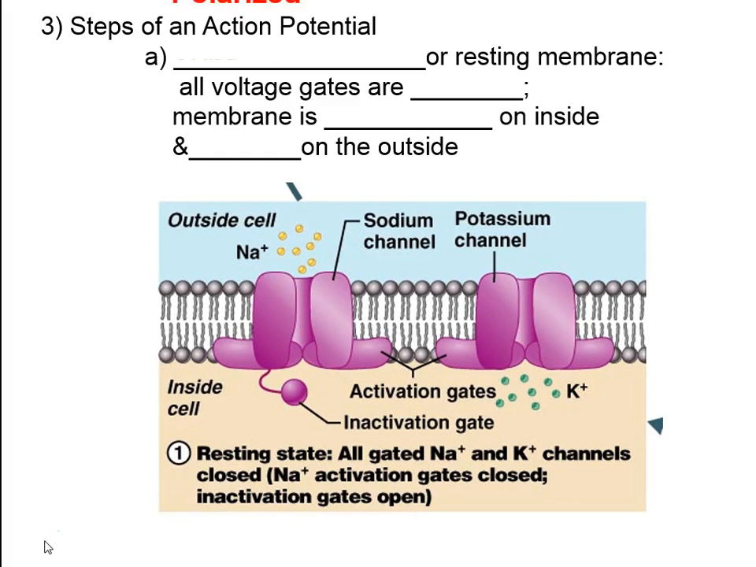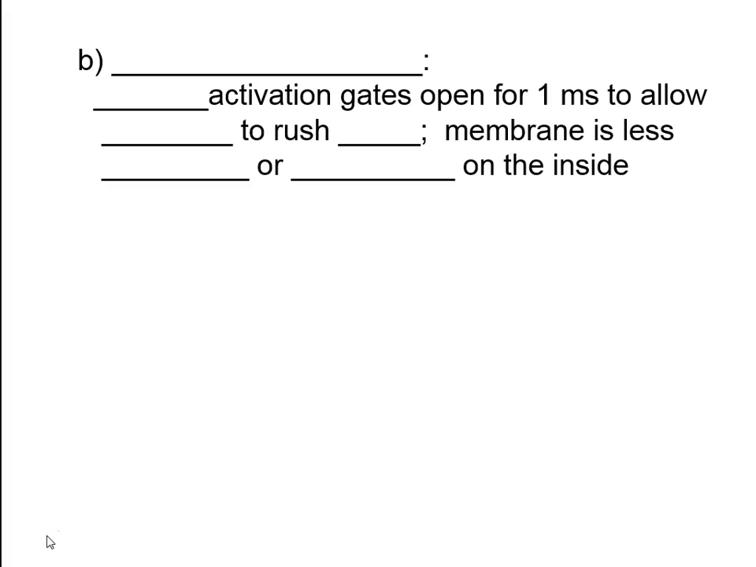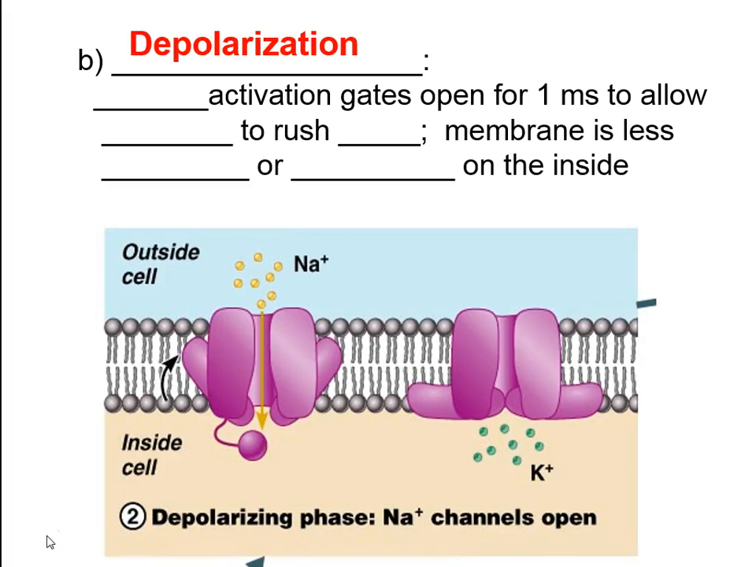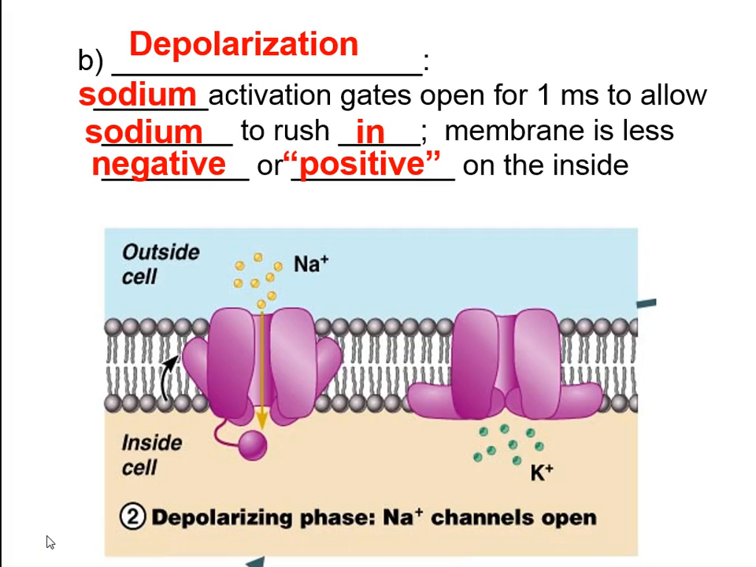First, you have a polarized or resting membrane. All voltage gates are closed. The membrane is what on the inside? Negative on the inside, positive on the outside. Because of a graded potential that sent a wave of depolarization down the membrane, depolarization happens when sodium activation gates open for 1 millisecond and allow sodium to rush in. The membrane is now less negative, or what we call positive, on the inside.